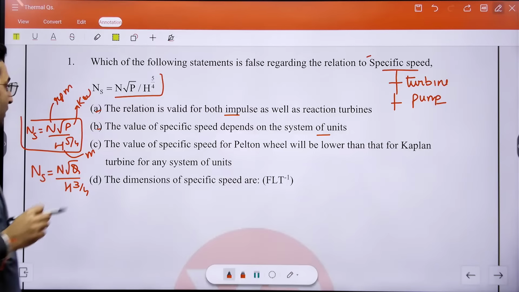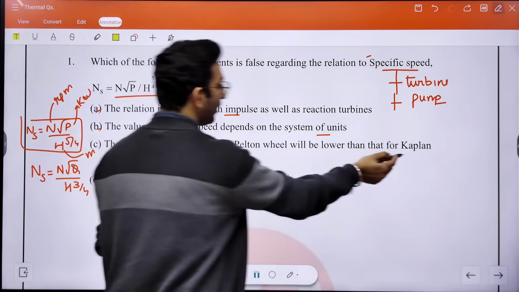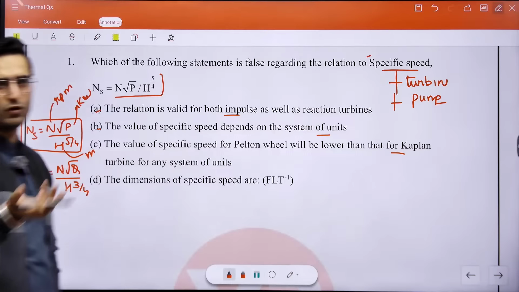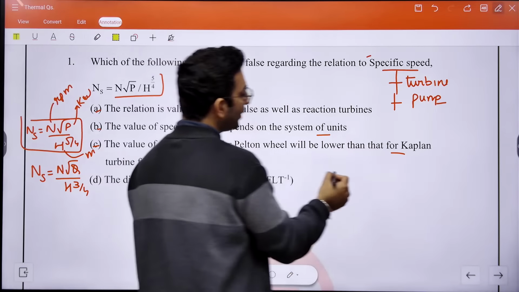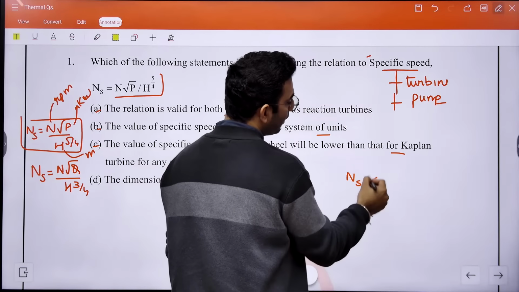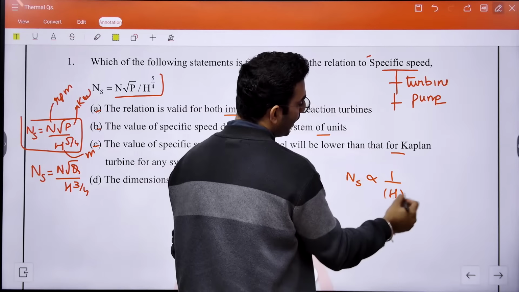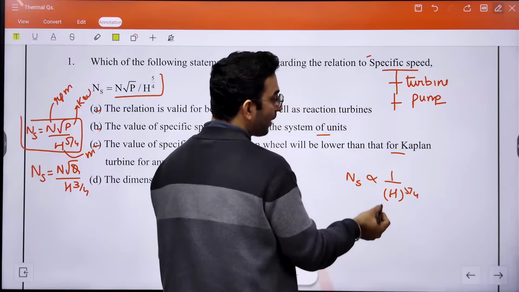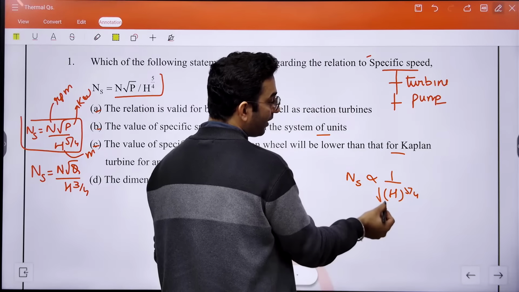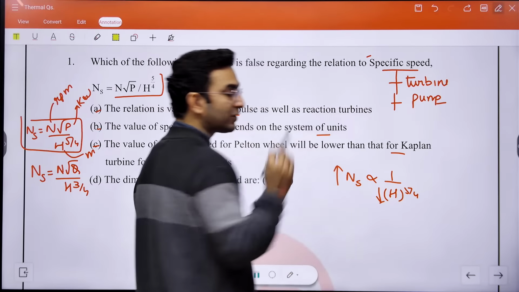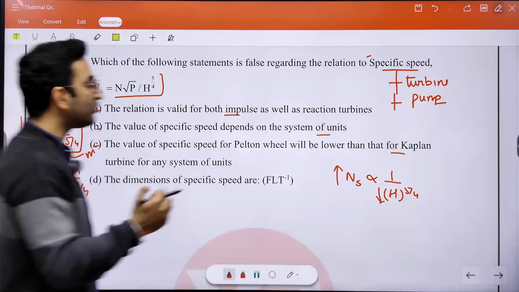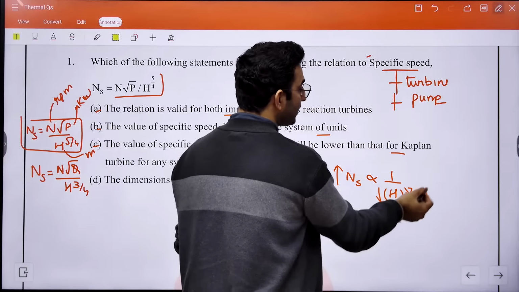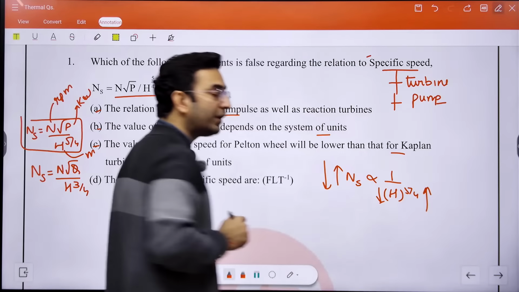Coming back to the next part: the value of the specific speed for the Pelton wheel will be lower than that for the Kaplan turbine. Yes, that is also a correct one. Why? From the relationship, you can see the specific speed is inversely proportional to the head. The Kaplan turbine is a low head turbine, so the corresponding value of the specific speed is very large. But the Pelton turbine has a very large head, so the specific speed value is going to be low in that case.